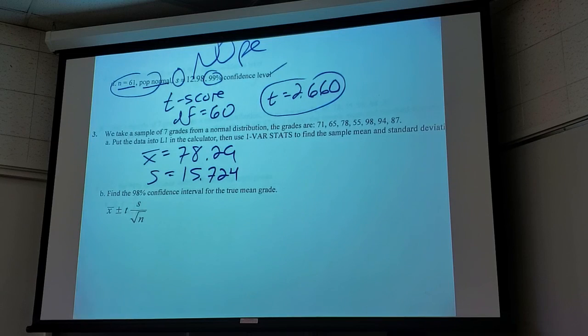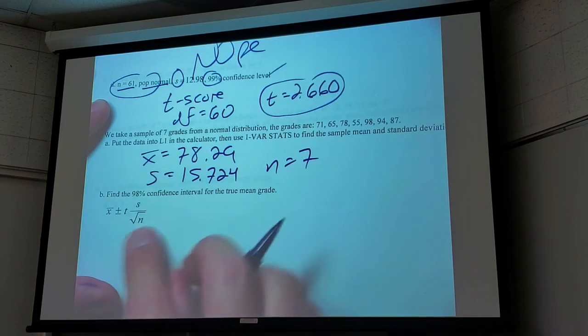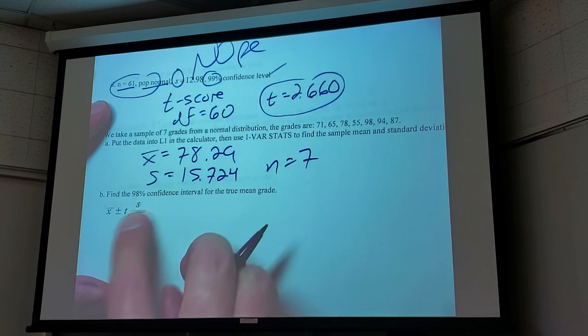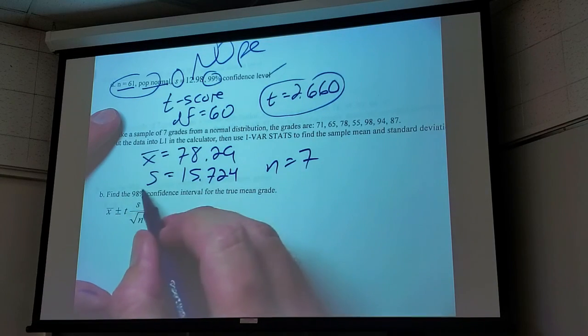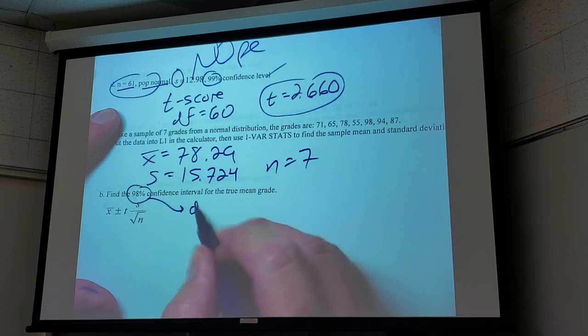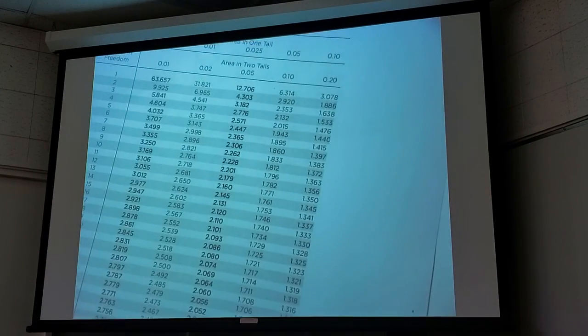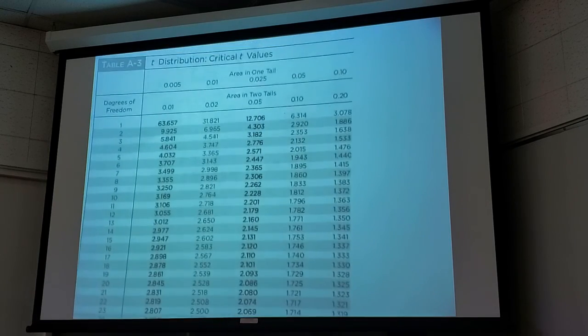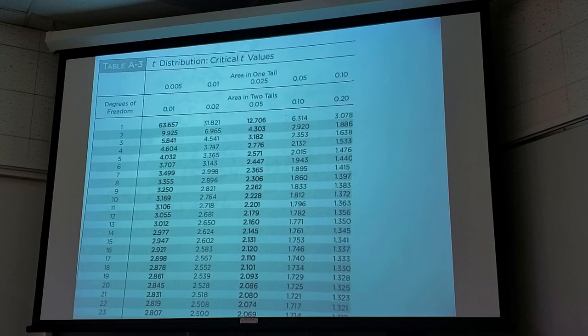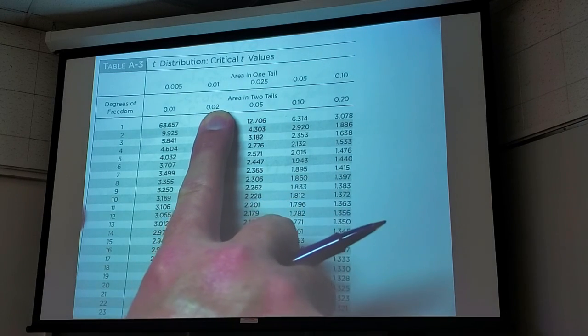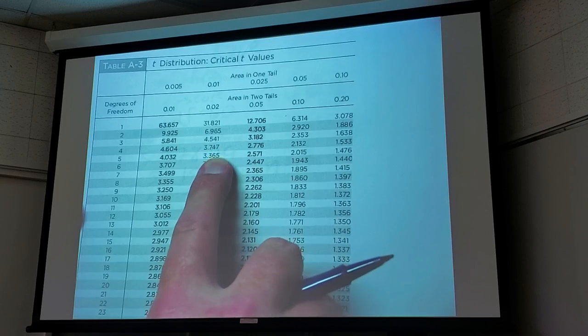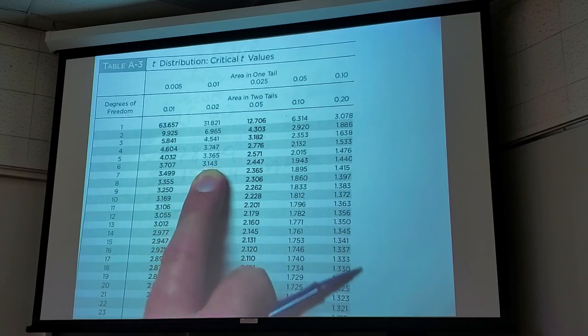In this formula, what do we have to figure out? What's n? 7. So we know n, we know s, we know x bar, of course we still need t, but they told us 98% confidence, and of course what's the degrees of freedom? 6. I like it. So 98% confidence, which column are we looking at? The second one, it's got to be the one that has 2%, and then I just stop at 6. So it's like 3.143.